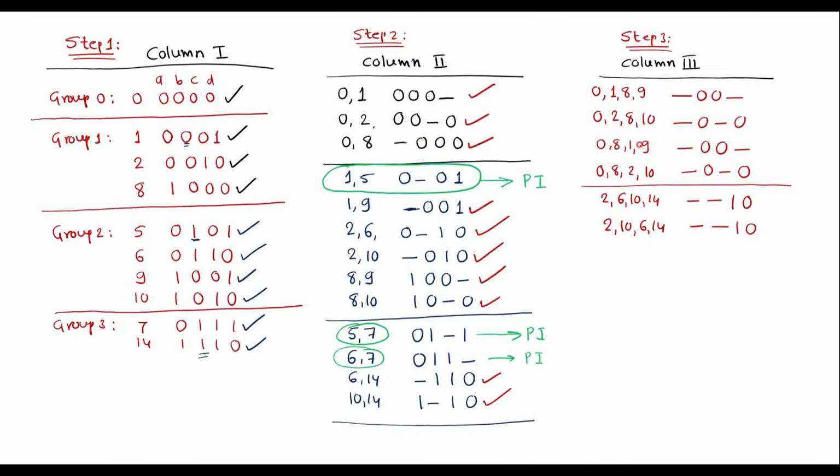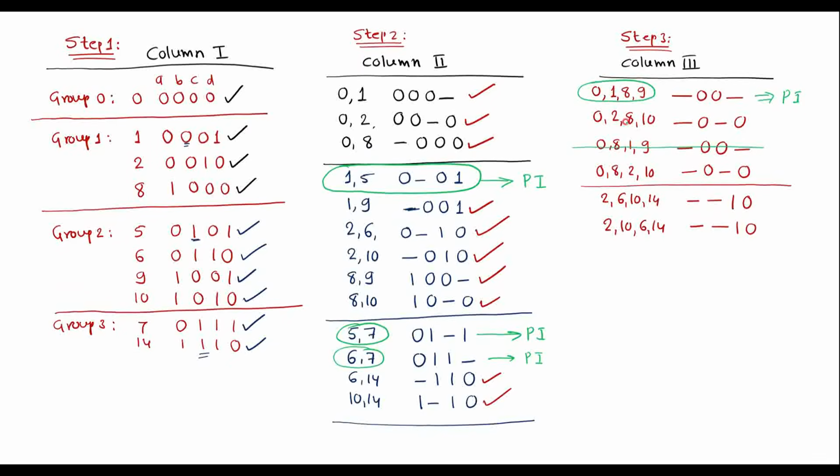So now in this group, the min terms are 0 1 8 9. Here also we have the same min terms, that is 0 8 1 9. So instead of considering twice, we are supposed to consider only once. So I will strike out this one. This combination will be the prime implicant.